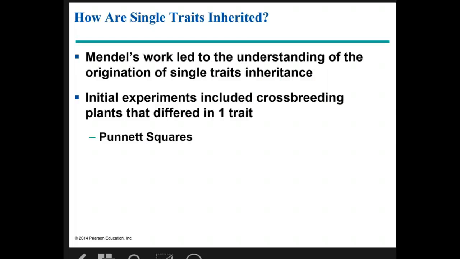How are single traits inherited? Mendel's work led to the understanding of the origination of single traits of inheritance. Initial experiments included crossbreeding plants that differed in one trait. Punnett squares can be used to predict offspring genotypes and phenotypes from the combination of parental gametes.